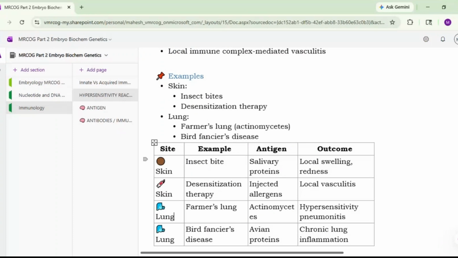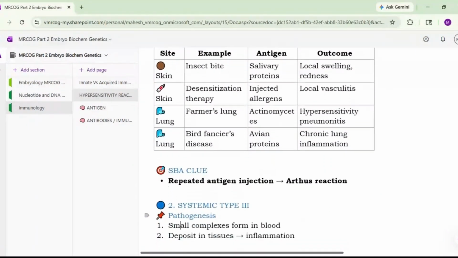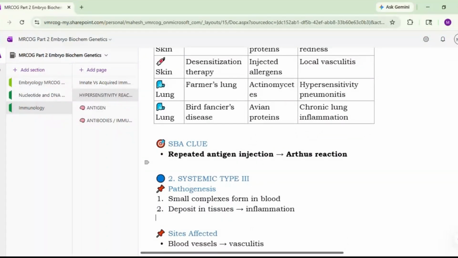In the skin, there can be an insect bite, and the antigen is a salivary protein that causes local swelling and redness. Then it may be desensitization therapy, where we are injecting the antigen, which causes local vasculitis. Then another example is in the lung, farmer's lung, where the antigen is actinomycetes that leads to hypersensitivity pneumonitis. Another example is bird fancier's disease, where avian protein is the antigen, and that leads to chronic lung infection. Okay. So from an examination point of view, remember that repeated antigen injection will lead to the Arthus reaction. Arthus reaction is because of repeated antigen injection.